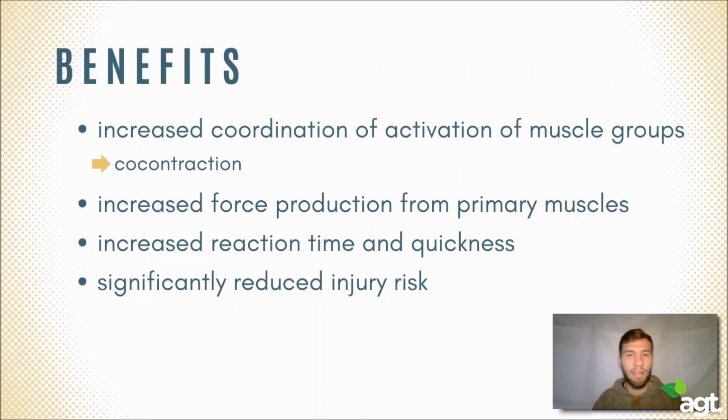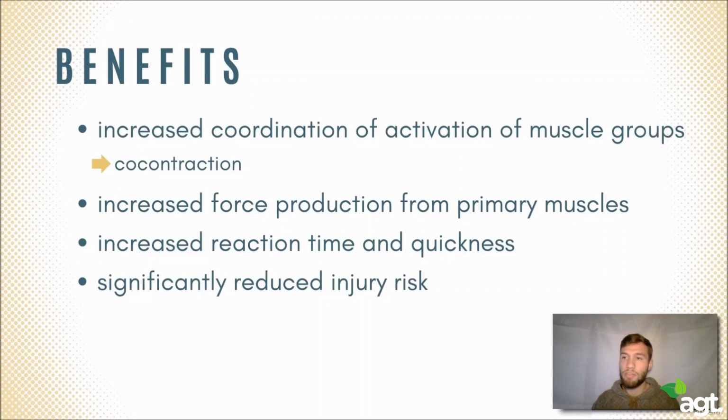There are tons of benefits from proprioceptive training. I can't even name them all, but here are just a few. For example, we get better at coordinating the activation of our muscle groups. So we learn how to co-contract at the right time. And as we've talked about before, the ability to turn co-contraction on and off at specific moments is extremely important if we're explosively jumping but then landing again.